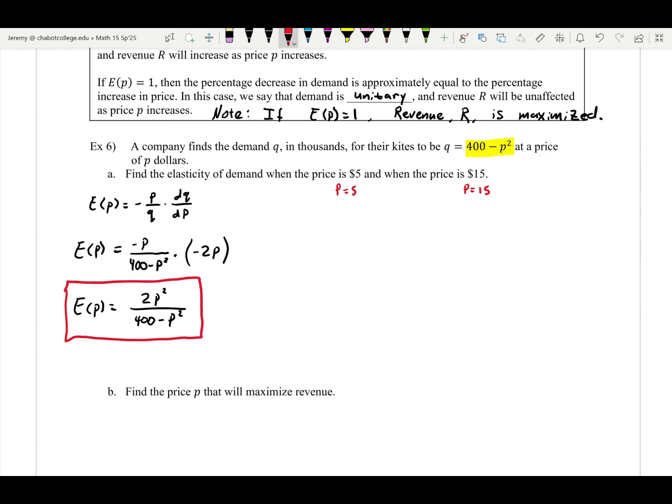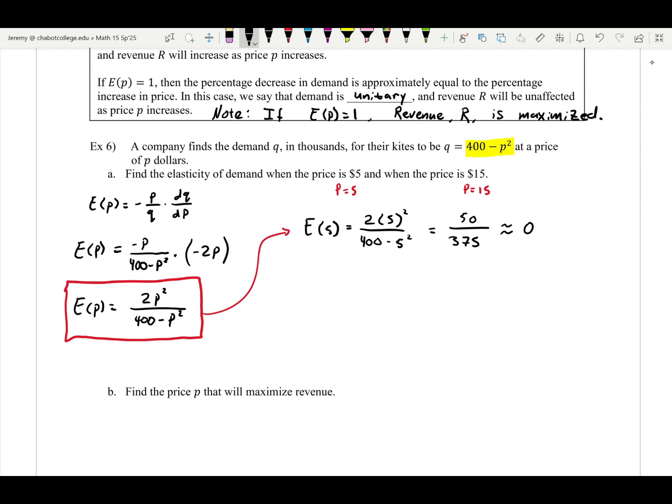So now we want to evaluate this at 5 and at 15. So that's what we'll do over here. So let's do 5 first. So E of 5 is going to be 2 times 5 squared divided by 400 minus 5 squared. Up top we'll have 2 times 25, that'll be 50, divided by 400 minus 25, that's 375. So you could leave your answer, you could simplify this, reduce the fraction, but I actually want a decimal.